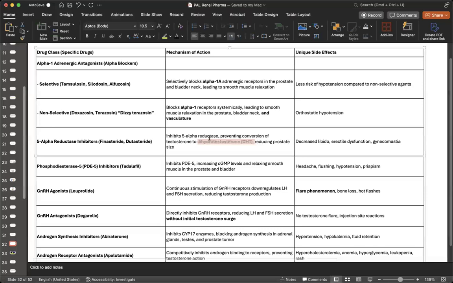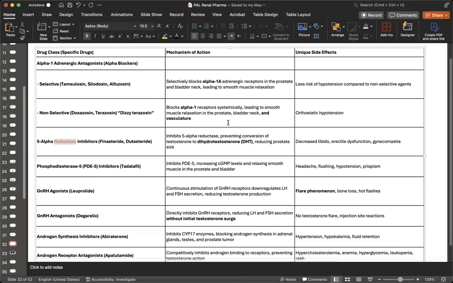So you do not like dihydrotestosterone. You don't want more of dihydrotestosterone. So how do you do that? By inhibiting 5-alpha reductase, okay? You inhibit 5-alpha reductase, you prevent the conversion of testosterone to dihydrotestosterone. Less DHT means smaller prostate size. What are examples of 5-alpha reductase inhibitors? Finasteride and dutasteride, okay?